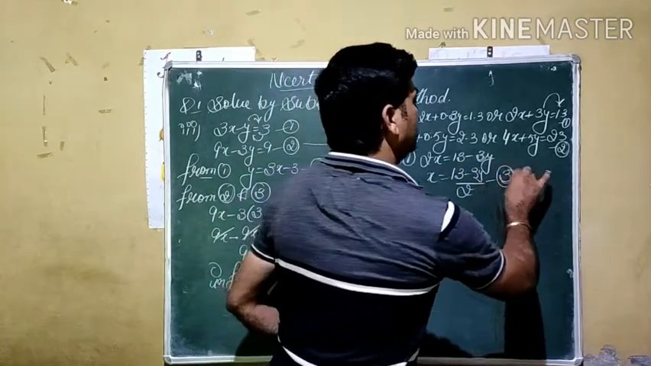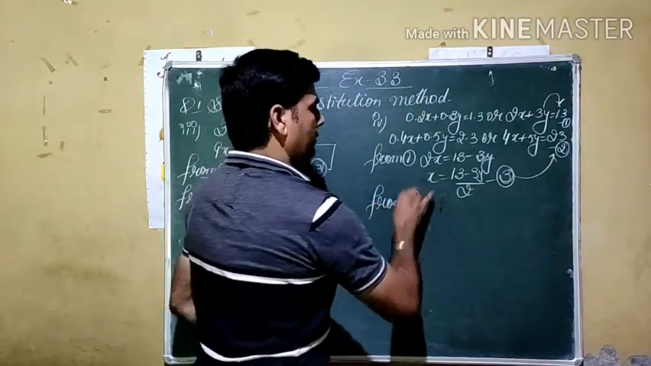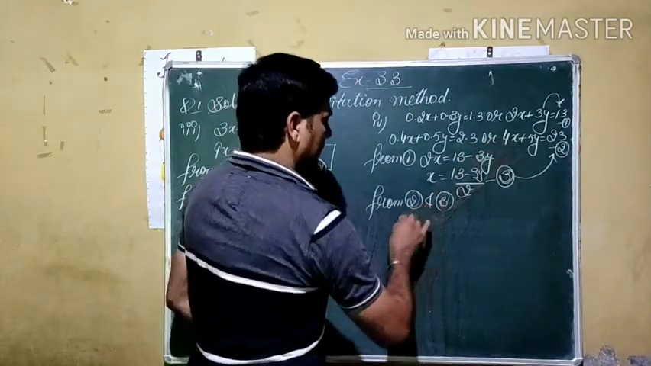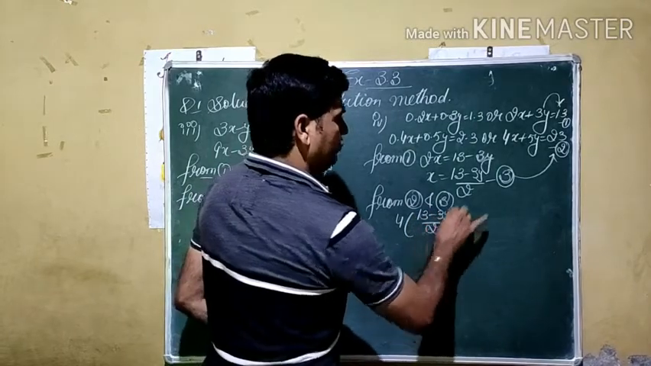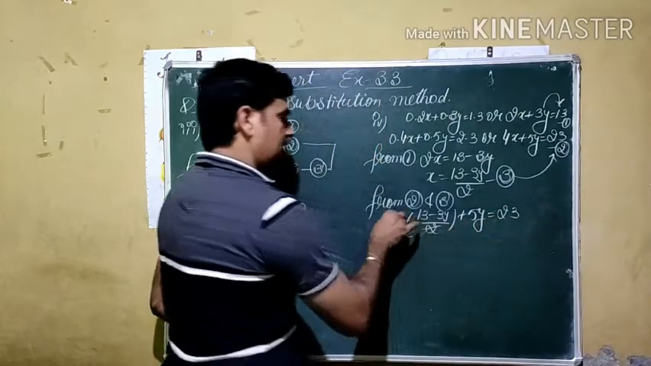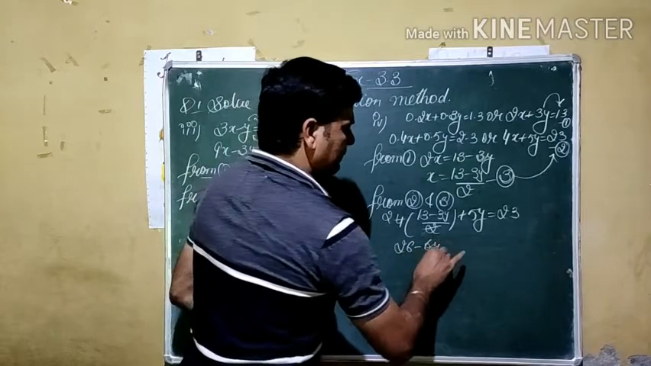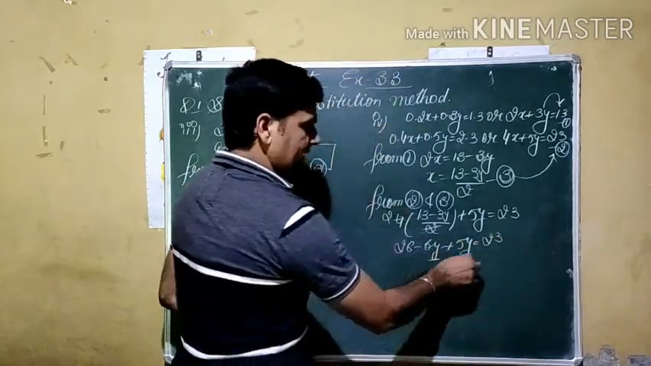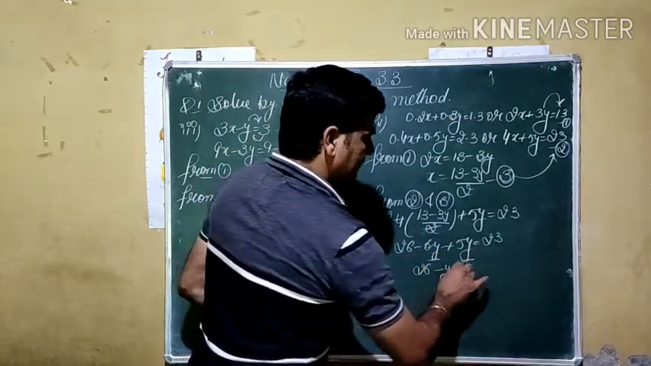Now from results number 2 and 3, we are using the value of x from 3. Replacing here, we get 4 times the value of x, 13 minus 3y, whole divided by 2, plus 5y is equal to 23. The 2 cancels out, 4 by 2. 2 multiplied inside becomes 26 minus 6y plus 5y is equal to 23. These two are like terms. Minus 6 plus 5 becomes minus 1. So 26 minus y is equal to 23.